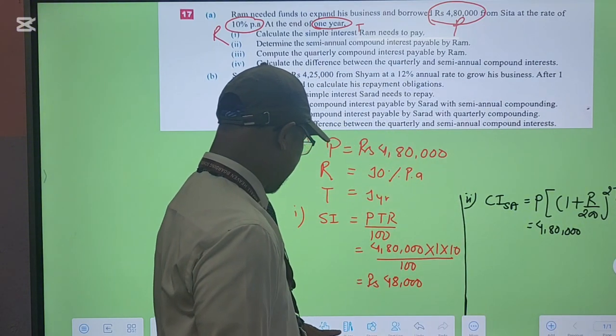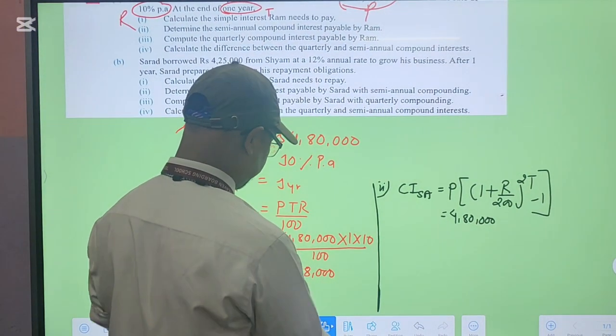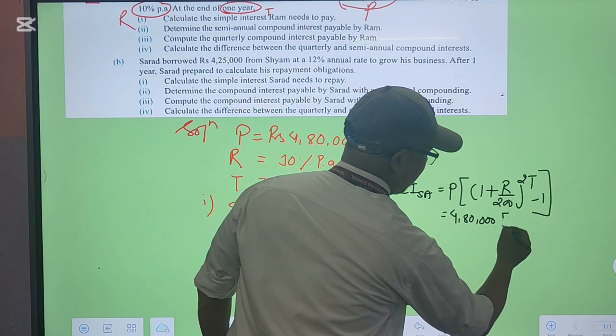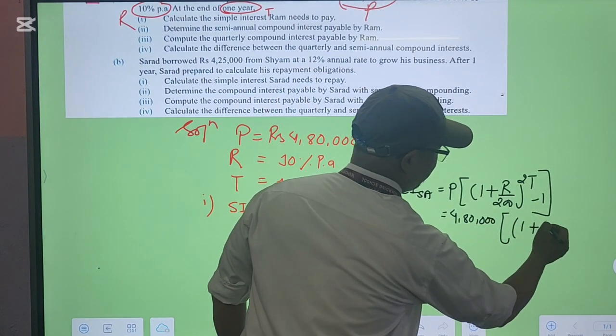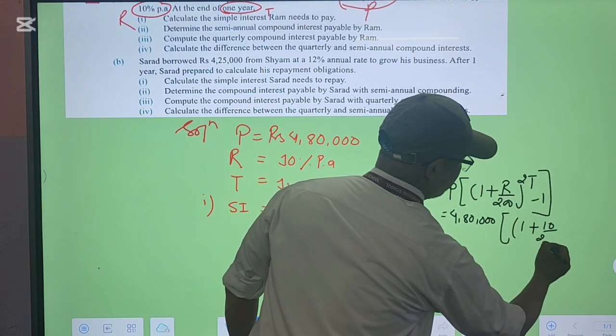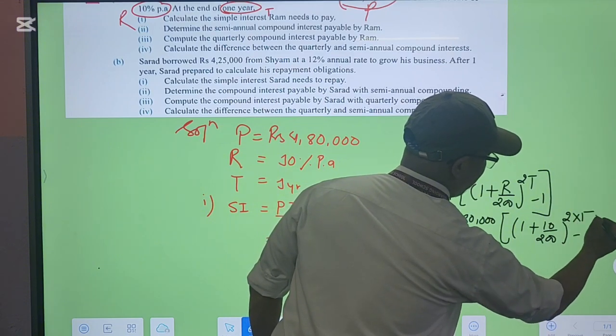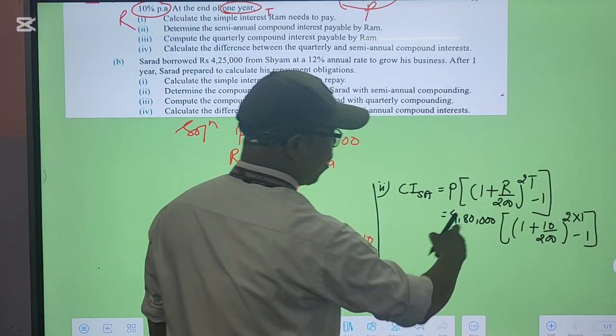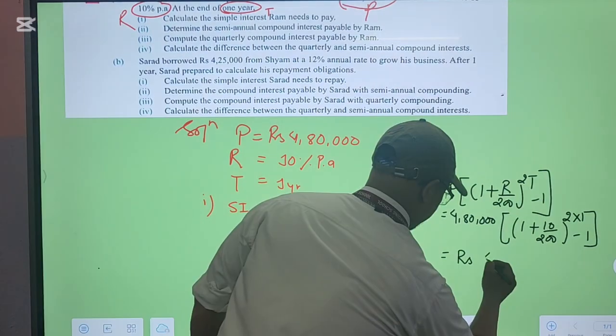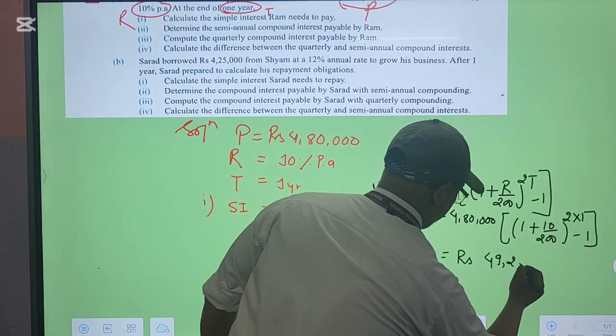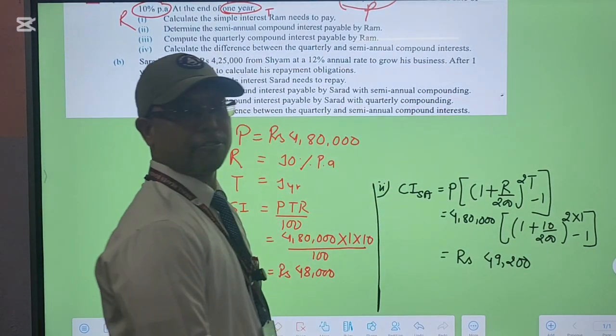Okay. This is 4,80,000, and this is 1 plus R means 10 divided by 200. This is whole power twice T, T means 1, minus 1. So use all these values in your calculator. Find 49,200 rupees. You'll get 49,200 rupees.